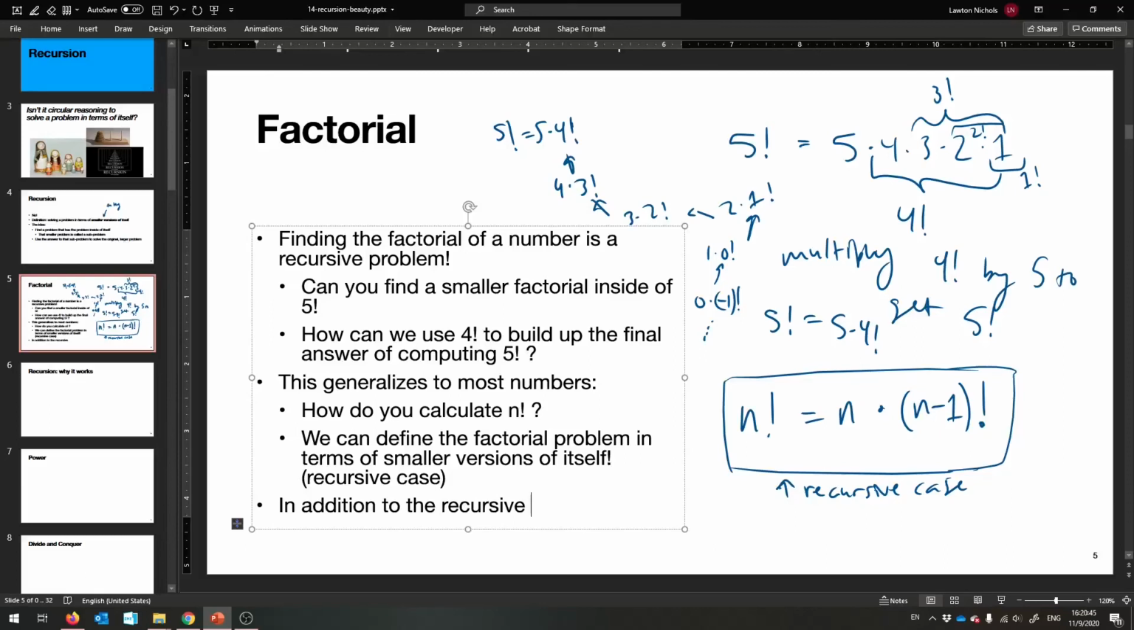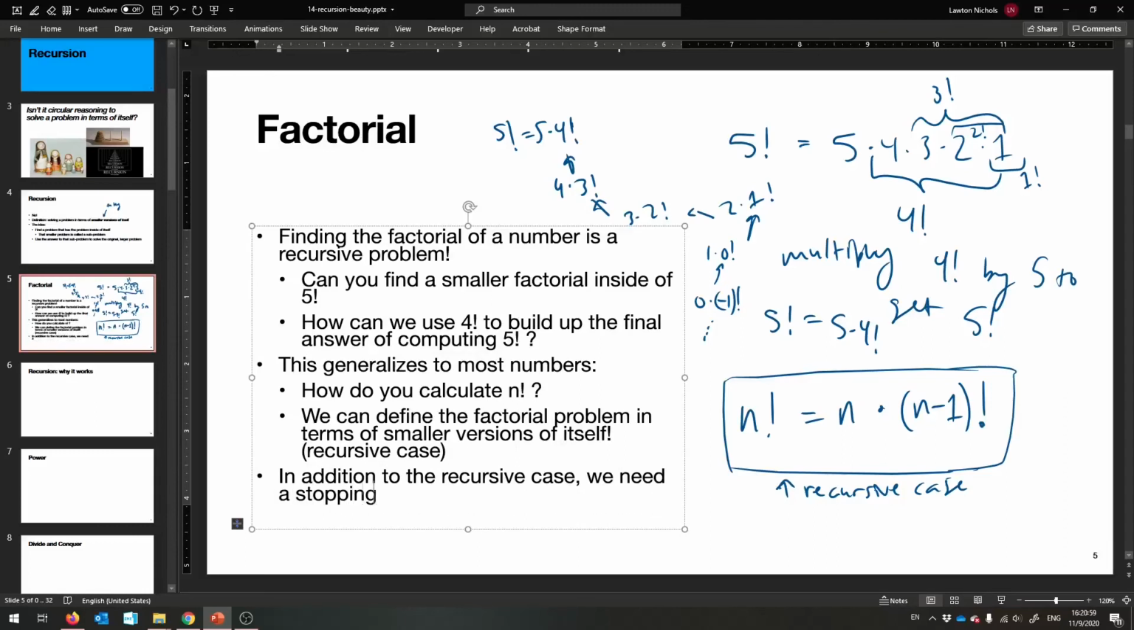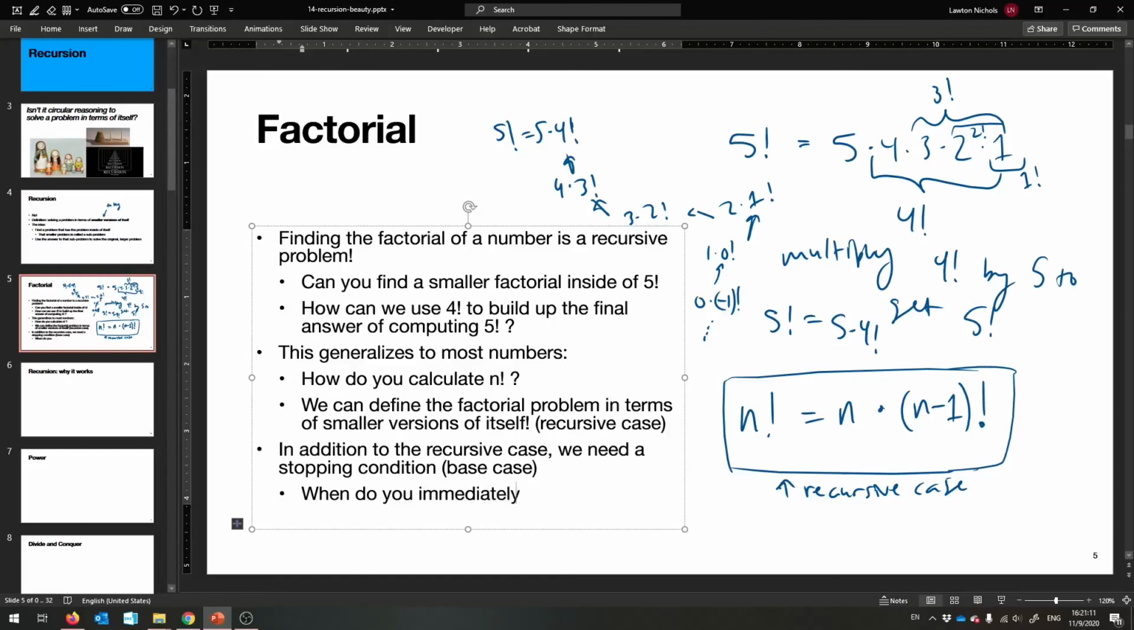In addition to the recursive case, we need a way to stop the problem from continuing, from what's known as recursing forever. We need to stop it, okay? And a stopping condition is called a base case. So when do you immediately know the answer to factorial, without having to do n-1 factorial?